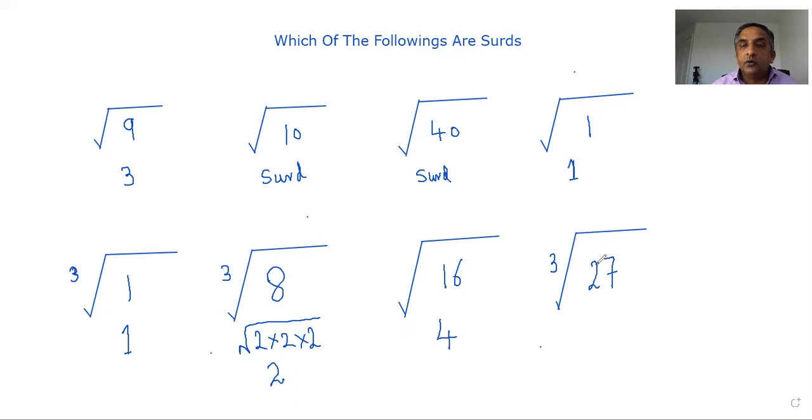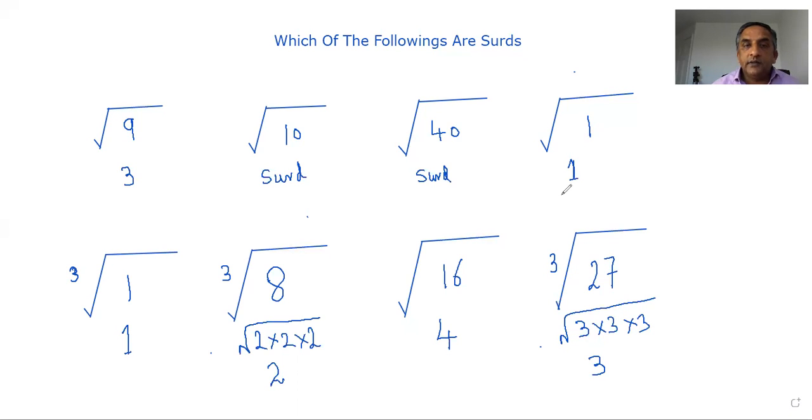Now I'm going to do the last one, which says cube root of 27. We know that cube root means we multiply the same number 3 times. To get 27, we know that 3 times 3 times 3 is 27. Because it is possible, and we know that cube root of 27 is 3, it is not a surd.